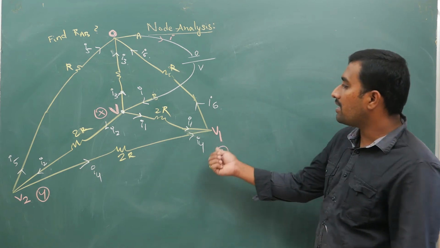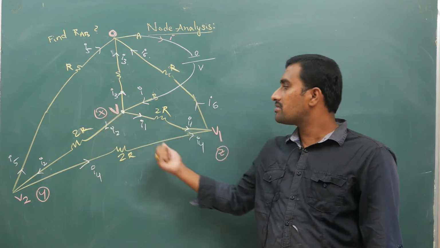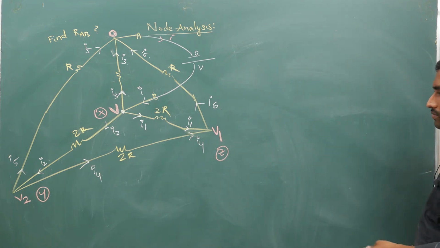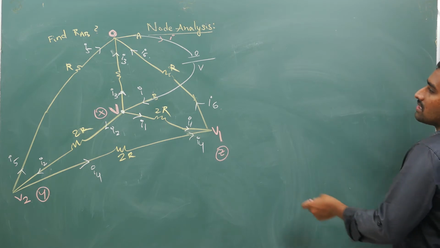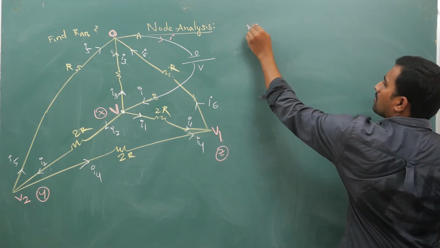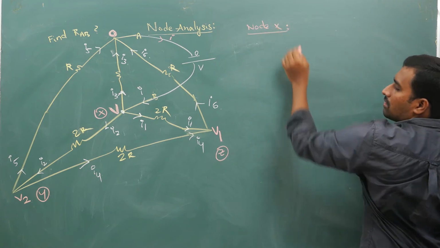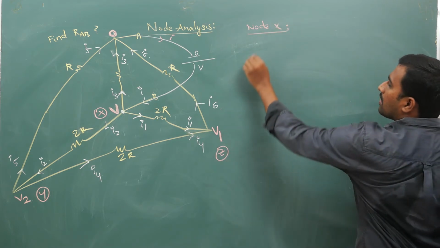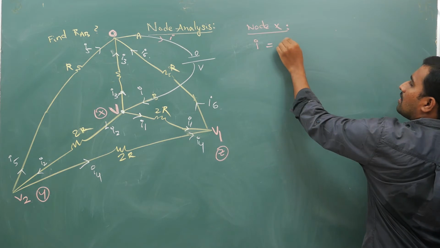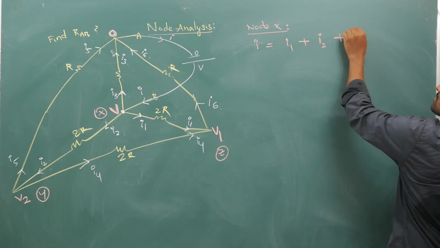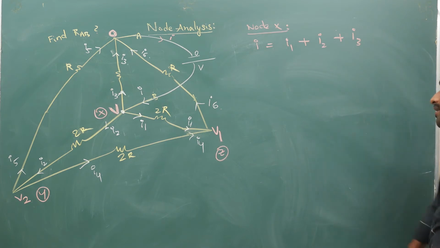So now your first node is node X here, node Y here, node Z here, because we have V1 and V2, first equation, second equation, third equation is enough. So now I will try to write the equations. So first I will start with node X. In node X your current entering is equal to current leaving, I is equal to I1 plus I2 plus I3, current entering is equal to current leaving.